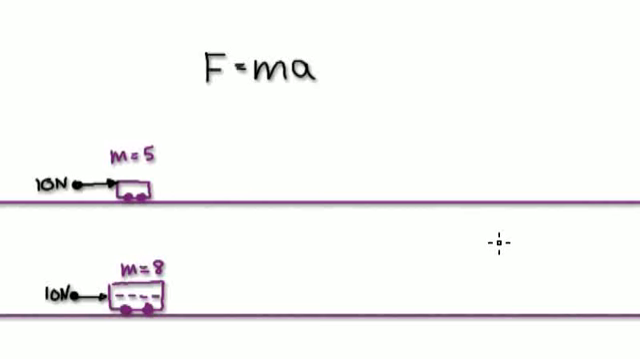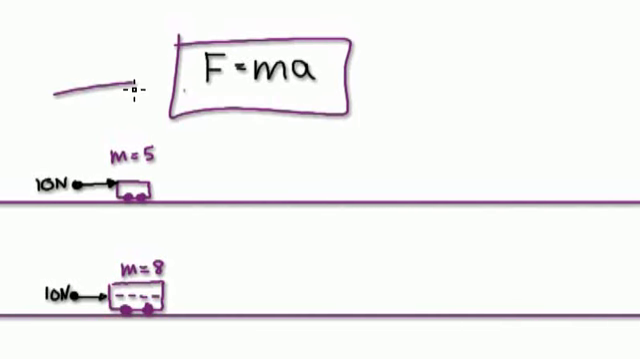Let me just quickly explain Newton's second law and then we can get back to our maths. So Newton's second law is basically this. There are lots of variations, but overall it boils down to this formula. The force acted on a body is proportional to the product of its mass and its acceleration.